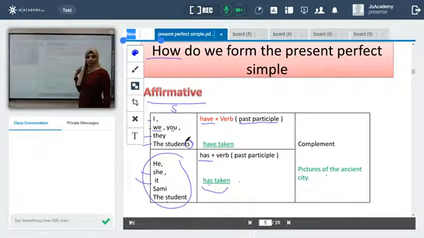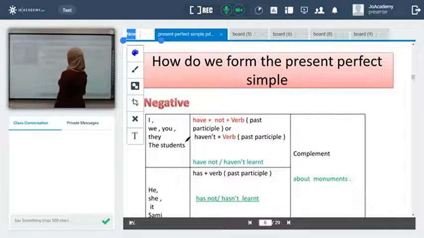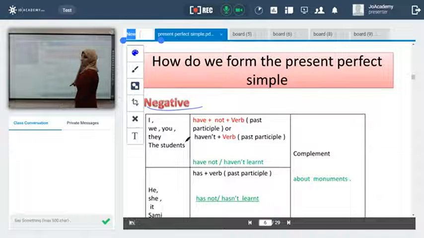We have learned together how to form the affirmative sentence or statement with the present perfect sentence. Now let's move to the negative form or the negative sentence. In order to form a negative sentence using the present perfect tense, we need to write not after the auxiliary verb have and before the main verb in the past participle form.